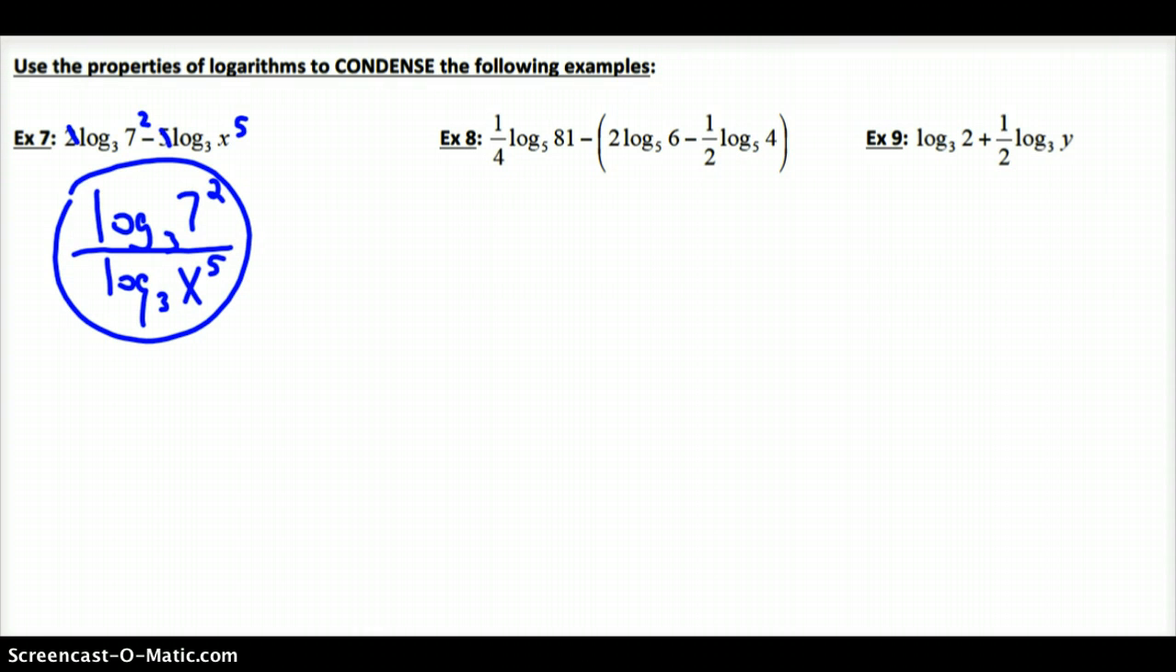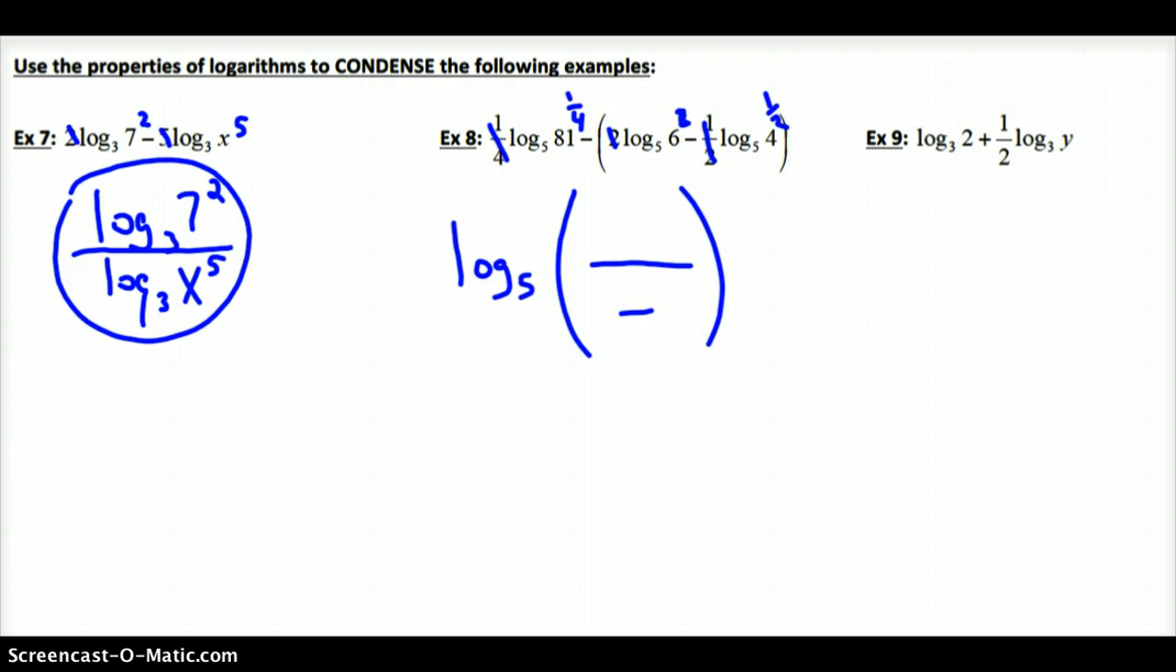It's a little more complicated here with example 8. I know I'm going to have this power coming up here, this power going on to 6, and this power going on to 4. Now it looks like I have a quotient within a quotient here because of the 2 subtracts here. So here I go, log base 5. I'm going to have a quotient and then a secondary quotient. On the top I'm going to have 81 to the 1/4 power. Here I'm going to have 6 squared. And at the very bottom I'm going to have 4 to the 1/2 power.